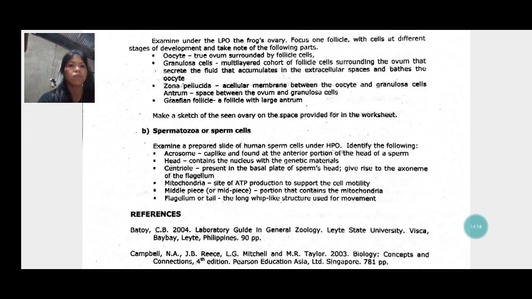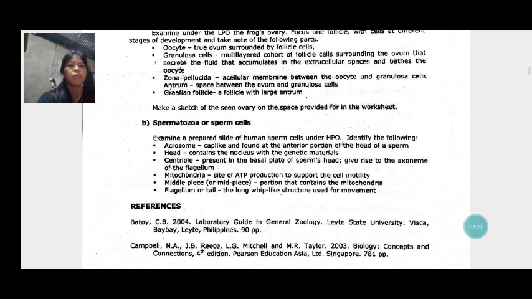Mitochondria, site of ATP production to support the cell motility. Middle piece or mid-piece, portion that contains the mitochondria. Flagellum or tail, the long whip-like structure used for movement.